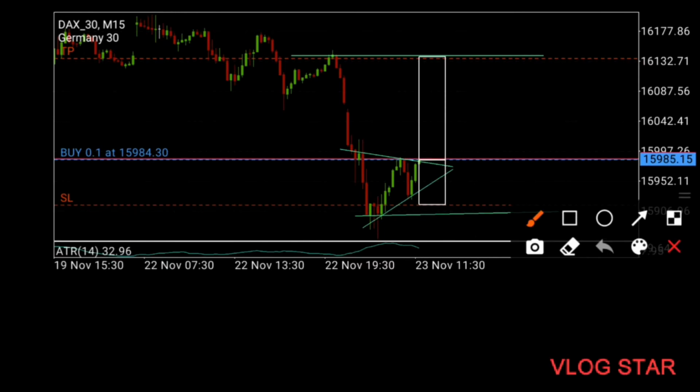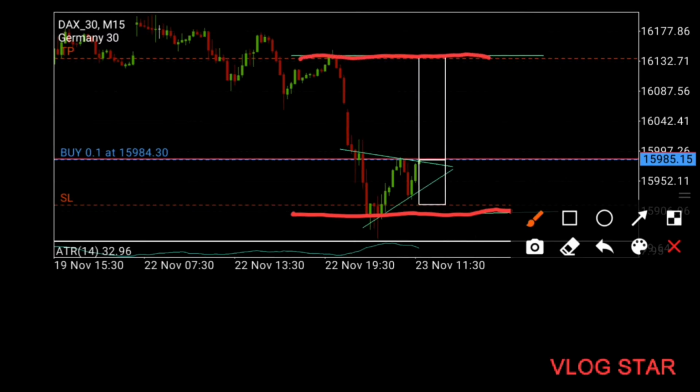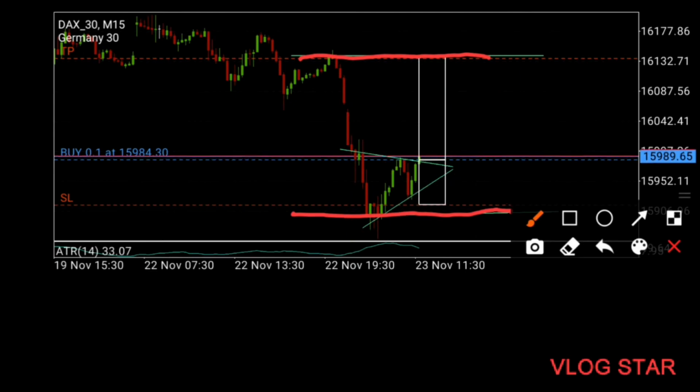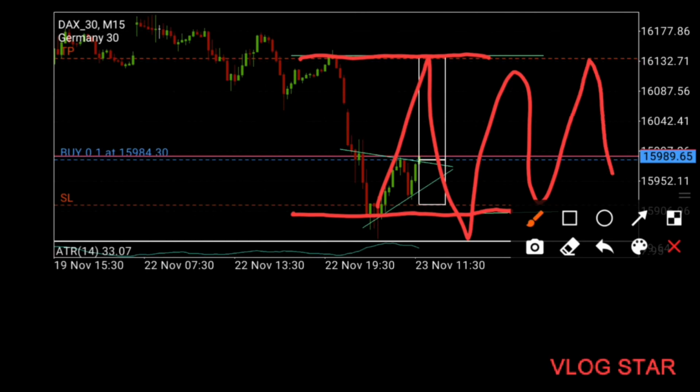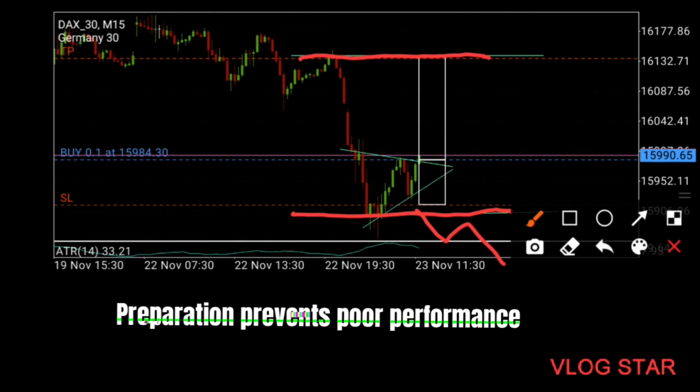Here I set up my line of the low, and I set up my line of the high. So I know that price will play in this area, if possible. And then I know if price doesn't play in that area and it breaks out, it's going to go down, and if it breaks up, it's going to go up. So already I've got my plan set for this market.